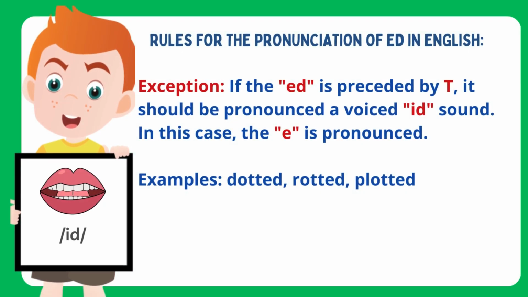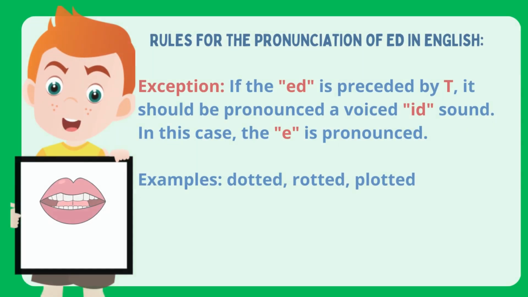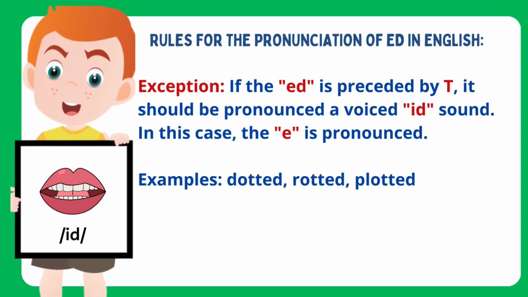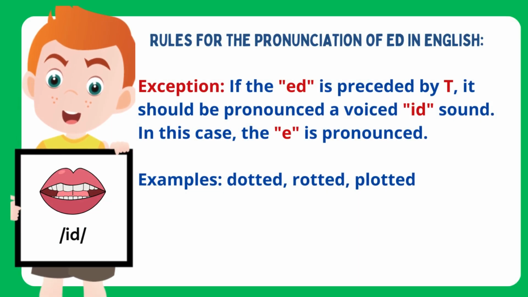Rules for the pronunciation of ed in English. Exception: if the ed is preceded by t, it should be pronounced as a voiced id sound. In this case, the e is pronounced. Examples: dotted, rotted, plotted.